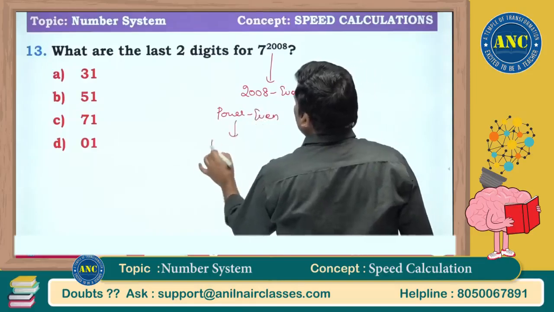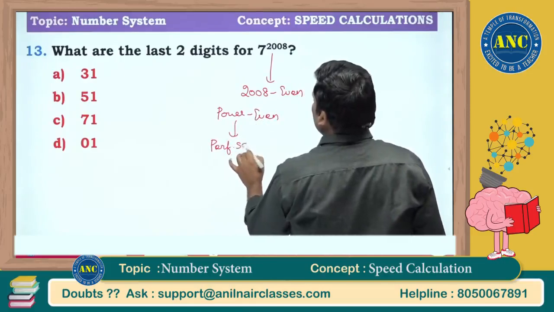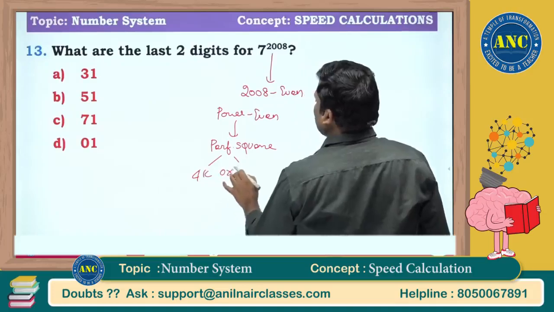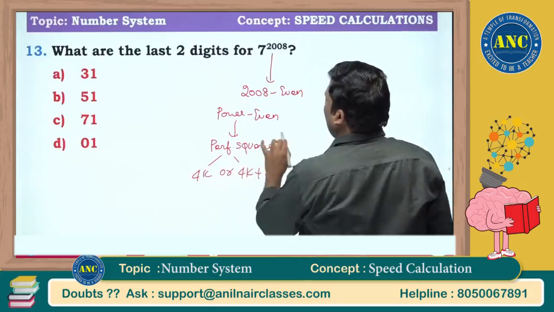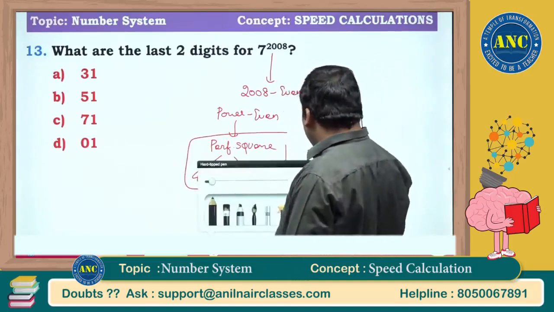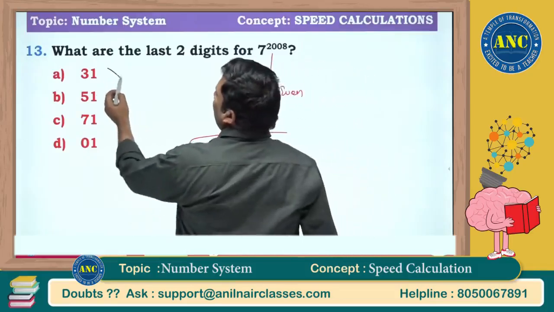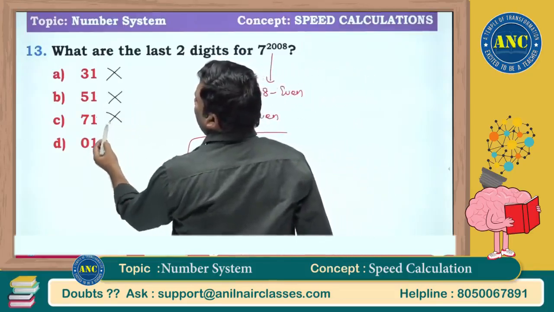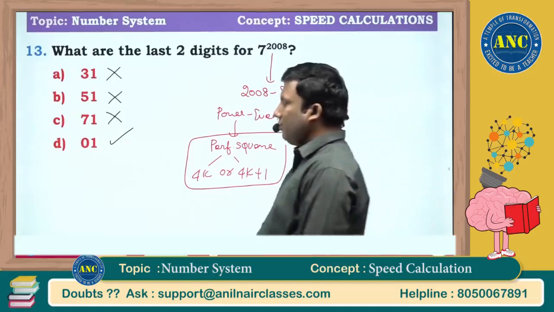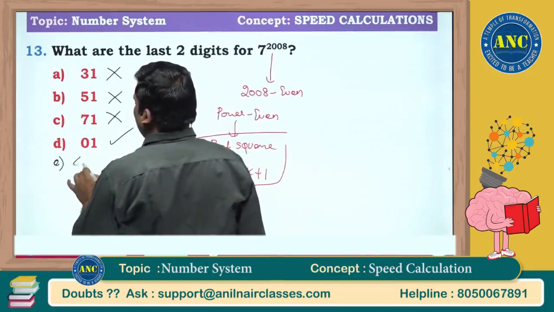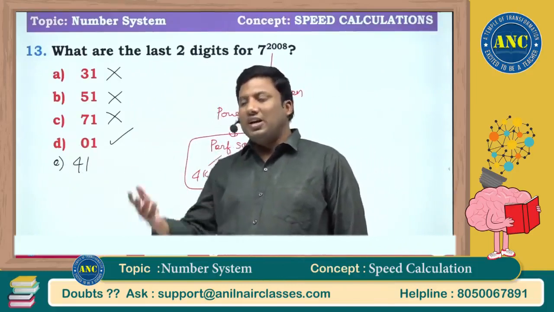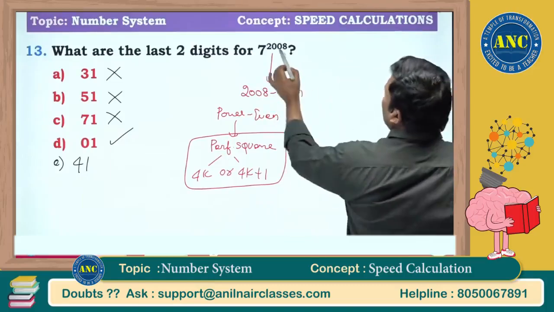then the number is a perfect square. Any number which is a perfect square is of the form 4k or 4k plus 1. 31 is 4 into 7 plus 3, 4 into 12 plus 3, 4 into 17 plus 3, 4k plus 1 form. Sir, what if the option is 41? There is no option 41. A smart student might get a doubt. Sir, what if it is 41? If it is 41, see here.